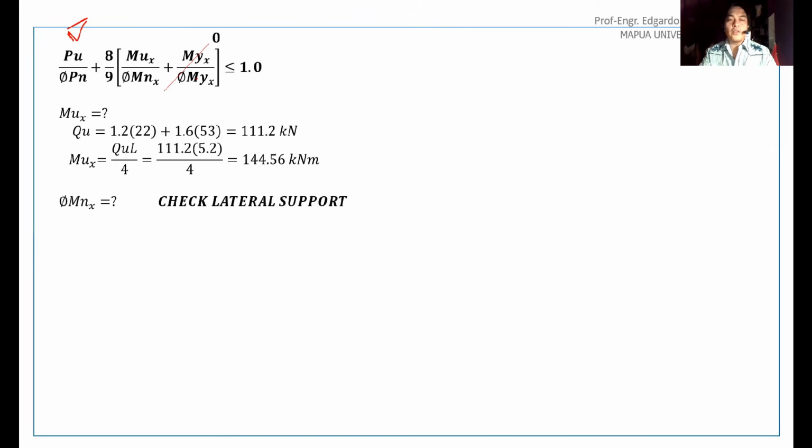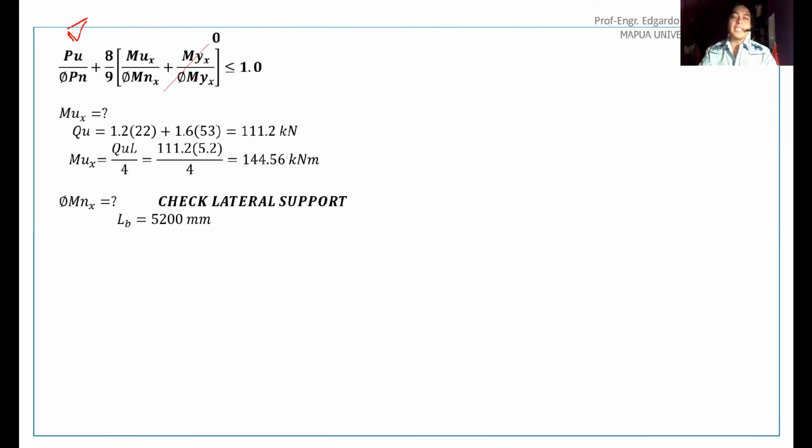Okay, so ito naman yung sa previous discussion natin for flexure, 'di ba? Since yung compactness hindi na natin kailangan gawin since the problem gives us that the section is already compact. So we will start with the checking of the lateral support condition. So how do we check lateral support condition? We identify the L sub B. The L sub B is the unsupported length, which is 5.2 meters.